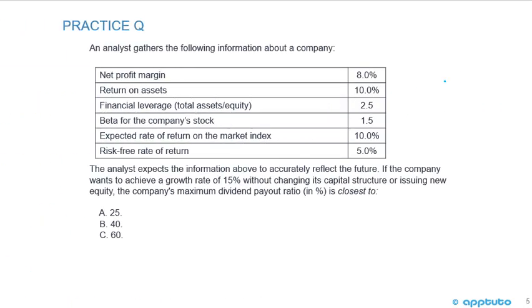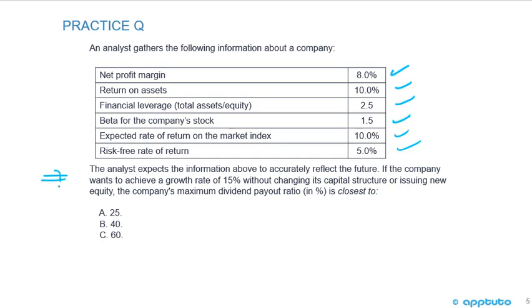Okay, the next practice question. An analyst gathers the following information about a company. So we've got a net profit margin 8%, return on assets 10%, financial leverage, assets over equity of 2.5. We have a beta for the company stock 1.5, expected rate of return on the market index 10%, and the risk-free rate of return of 5%.